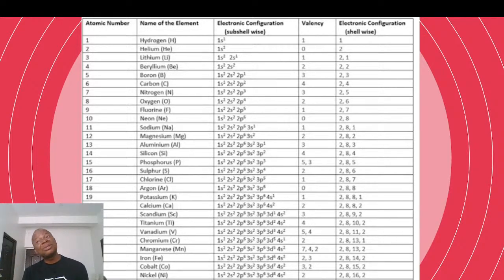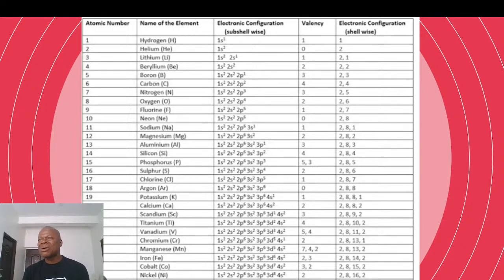Then hydrogen has atomic number 1, and if you go to the electronic configuration under the subshell, you realize that the 1 belongs to 1s1. That's where it belongs. Then you have the valency 1, because the electron in the outermost shell is only 1. Then the electronic configuration for the shell is also 1. That's what you have there, because you cannot get more than 1 electron in hydrogen.